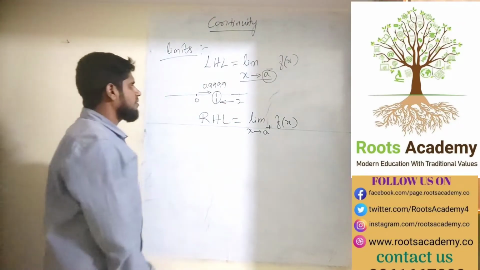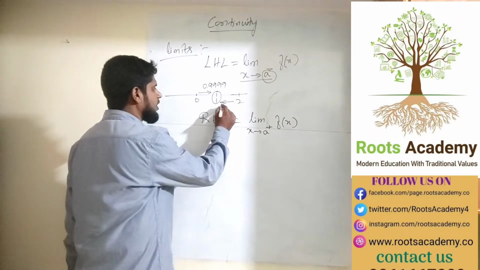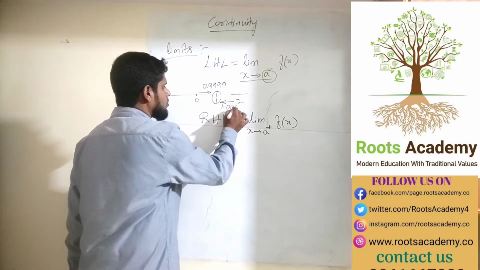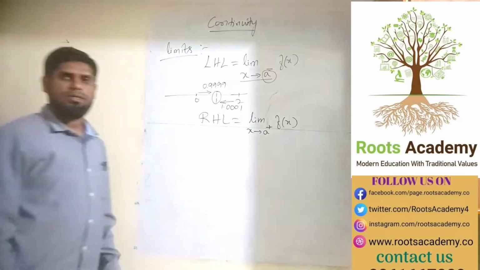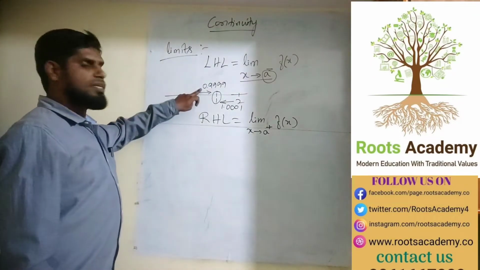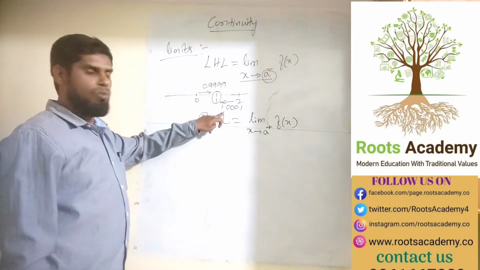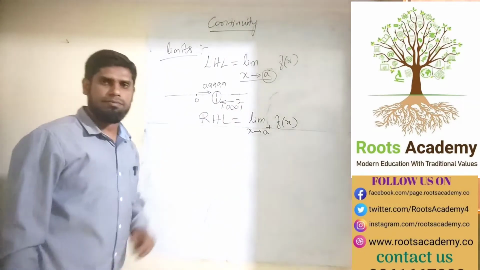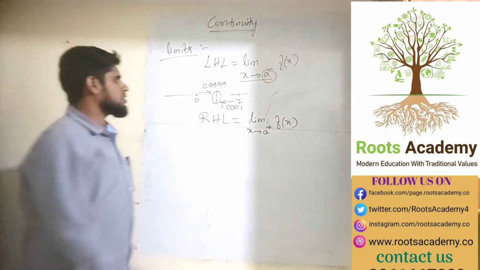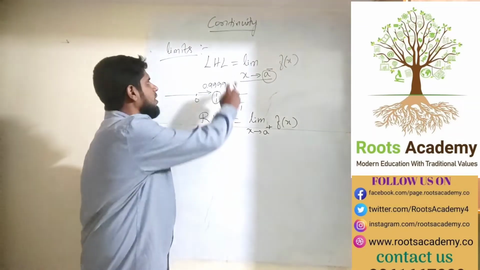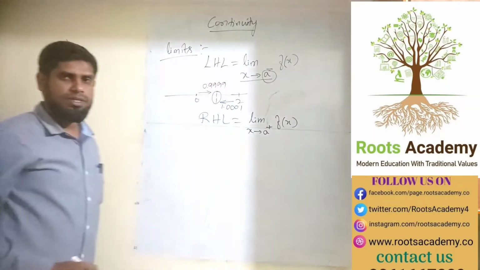Then what will be the value from the right hand side? 1.0001. In the left hand limit it is 0.9999 and on the right hand side it is 1.0001. So students, these are the representations of the right hand limit and left hand limit.